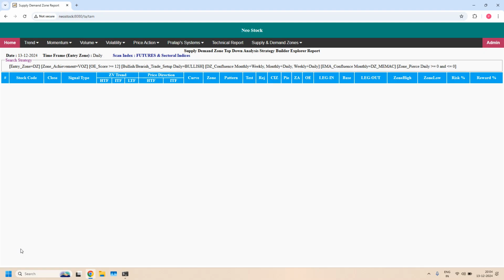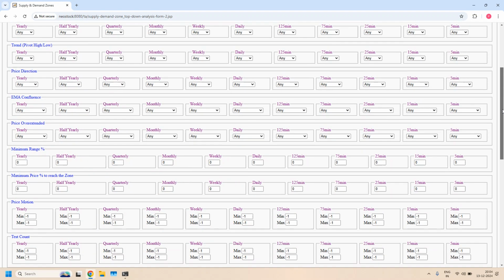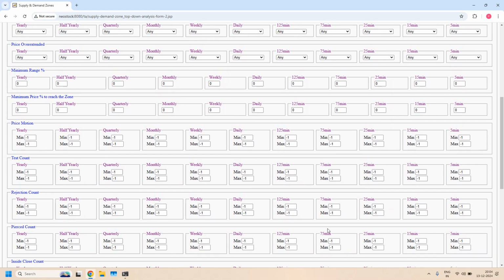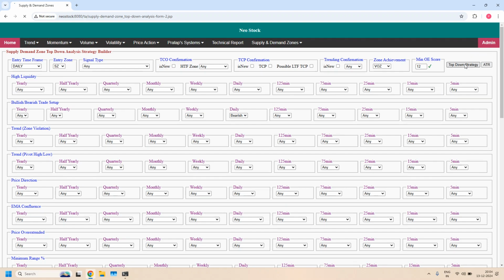Next, bearish trade setup for monthly income trade. Entry time frame daily, entry zone supply zone, bullish or bearish trade setup at daily. I am selecting bearish, and these daily supply zones should not be pierced. So in the pierced count at daily time frame, minimum value 0, maximum value 0. Zone achievement violated opposing zone, minimum odd enhancer score 12, and all the 3 filters are applied to daily supply zone. Let's filter the stocks.